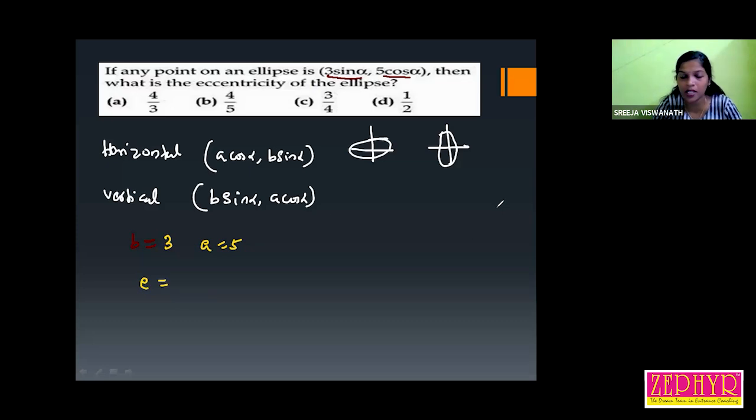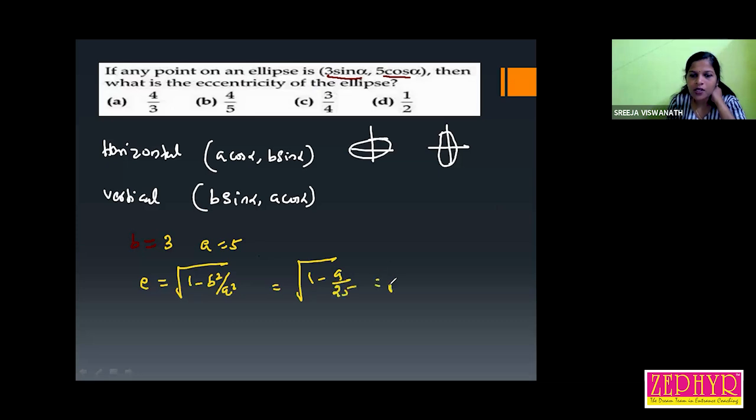Using a and b, there is a formula: e equals root of 1 minus b square by a square. That is root of 1 minus 9 by 25. So we get 16 by 25, that is 4 by 5. Option B.